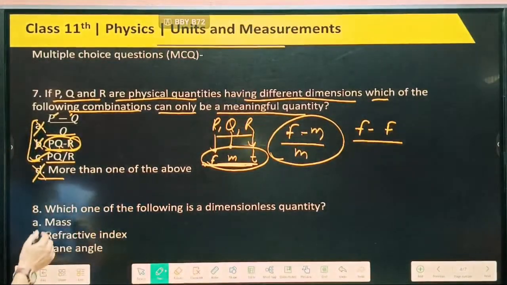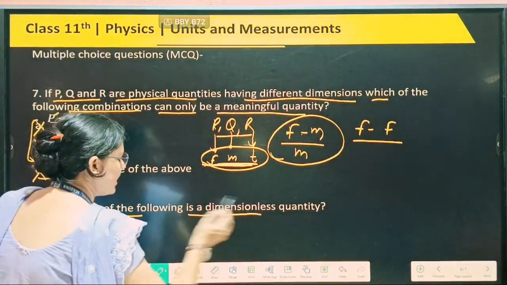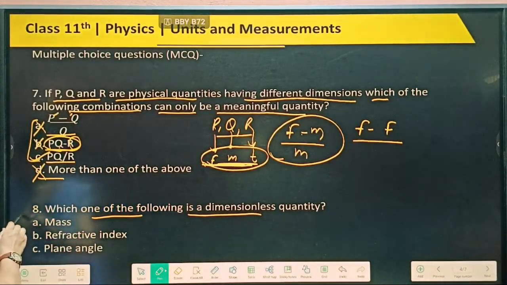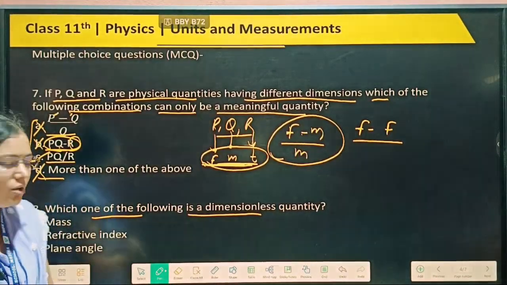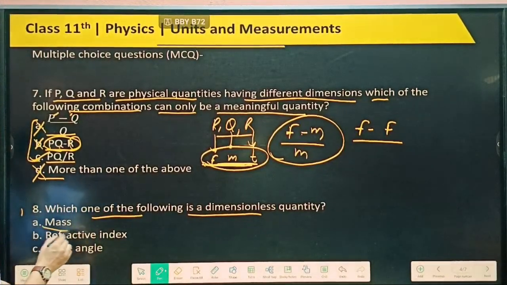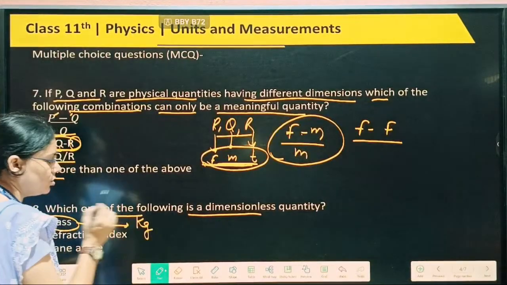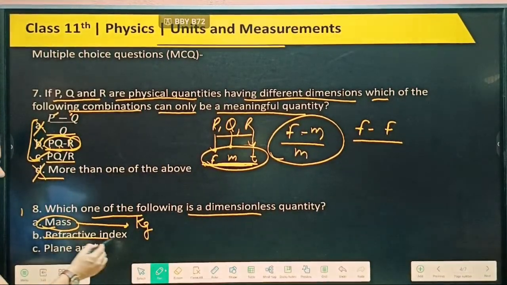Okay. See, beta, next one: which one of the following is a dimensionless quantity? Here given are mass, refractive index, and plane angle. Which one is our dimensionless quantity? Okay, mass, no, it has dimension because we can write its unit as kgs. Okay, then next, refractive index.